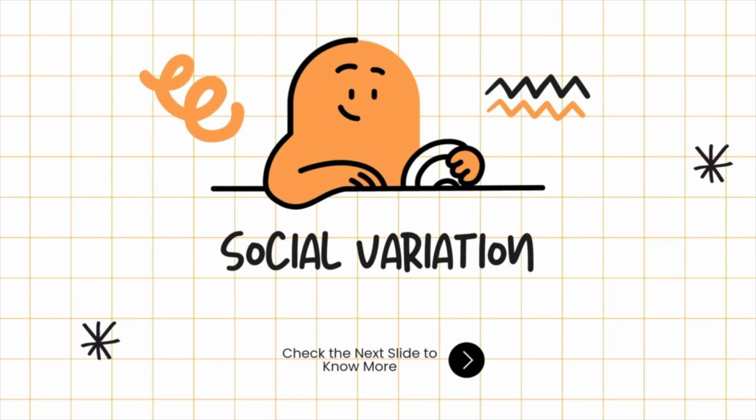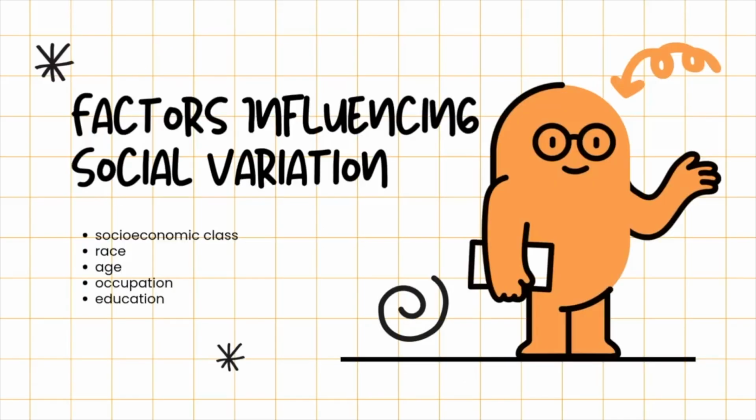Now, let's learn about social variation. According to social linguistics, people use different kinds of language depending on their socioeconomic status, race, age, occupation, and level of education. As an example, consider the song 24 Karat Magic by Bruno Mars. In this song, you can hear a lot of features of African American English.